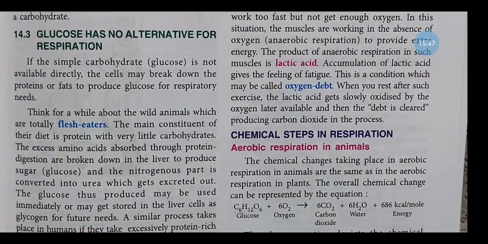Glucose has no alternative for respiration, right? If the simple carbohydrate, that is glucose, is not available directly, the cell may break down protein or fat to produce glucose for respiratory need, right? That means if you are not giving your body glucose, then in that condition whatever fat and proteins are available in your body will be converted to glucose, because glucose is the ultimate source of energy.